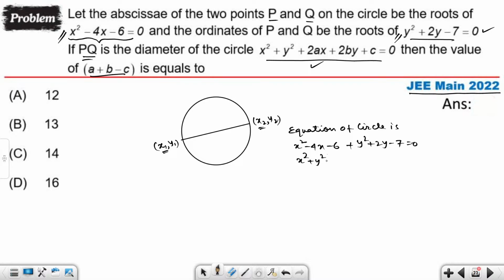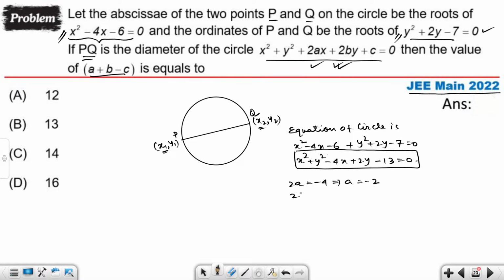So x square plus y square minus 4x plus 2y minus 13 equals to 0. That's it. So this is the equation of the circle whose extremities of the diameter PQ are x1, y1 and x2, y2. Now, according to the question, they have given that this is the equation of that circle. So I can compare. So I can write 2a is minus 4, which implies a is minus 2. And 2b is 2. From there, we are getting b as 1. And comparing, we get c as minus 13.